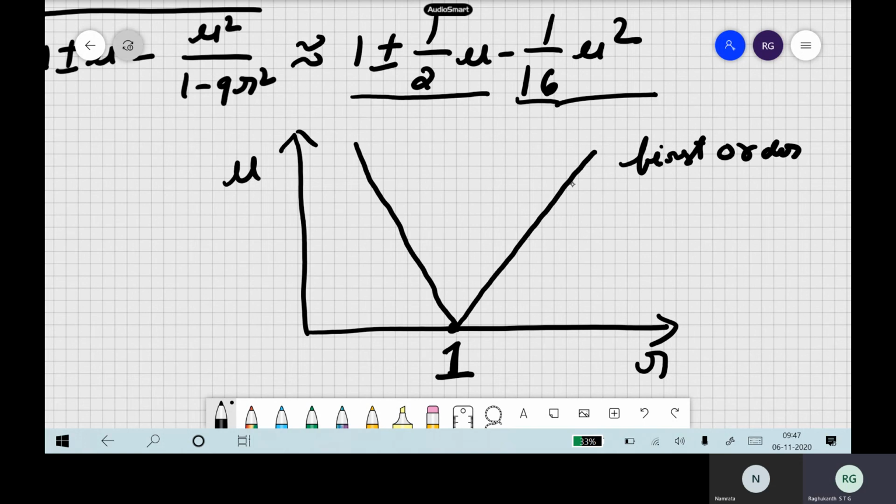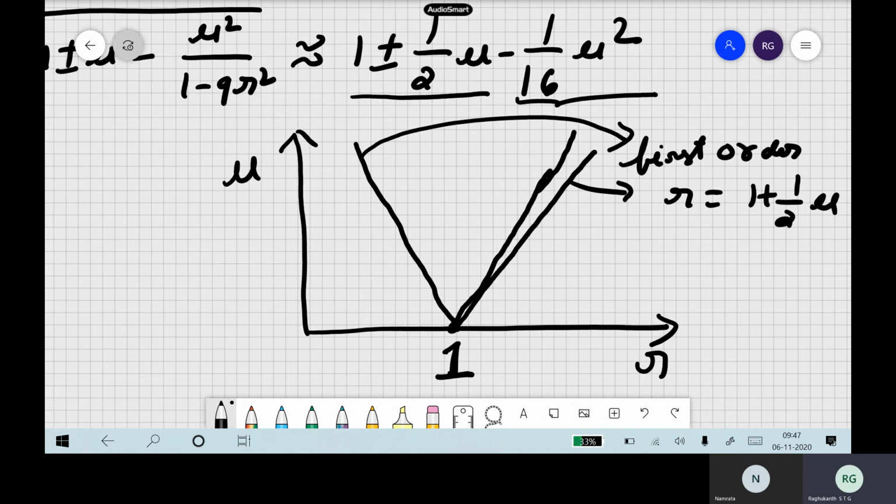So this is where r is equal to 1 plus half times mu. This is the first order approximation, say. Now the second order approximation will be something like this. It will be slightly curved, but not this one. So these are the first order. These are also first order, this one. So the second order, say. So this is my second order approximation.